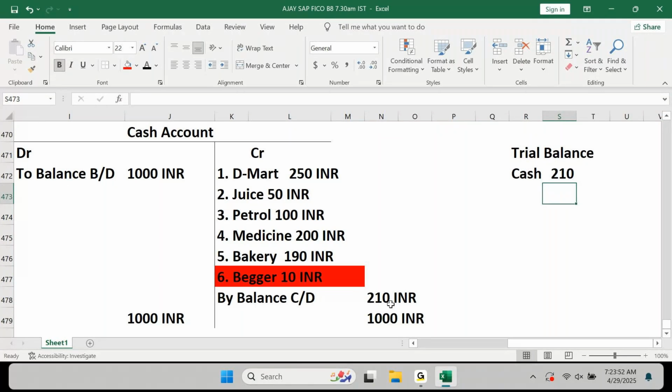Now by looking at the trial balance, I know, okay, my cash amount is 210. Why 210? My TB will not give a breakup of 210. If I wanted to get the breakup of this 210, where should I go? Ledger account. Yes. This is where I captured one by one, right? Why 210? What money did you spend? Yesterday there was 1,000 rupees. How did it become 210 all of a sudden? Then I will go to the cash account. Then I will understand, okay, DMart 250 rupees, juice 50 rupees, petrol 100 rupees, medicine 200 rupees, bakery 180 rupees.